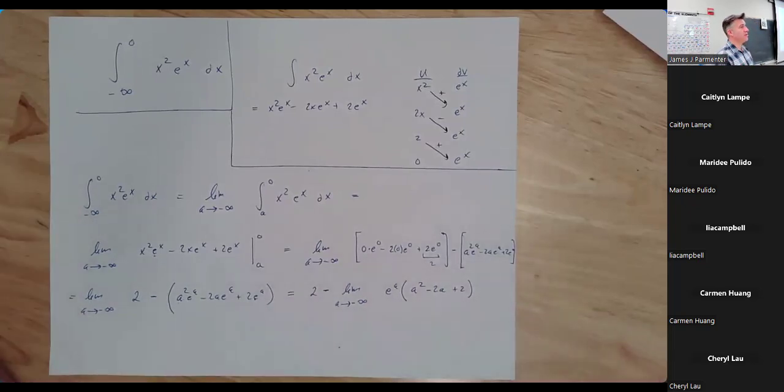And I for sure can't use L'Hopital's rule yet, because I don't have a fraction. You have to have a fraction to use L'Hopital's rule. Specifically, you have to have a fraction that's a 0 over 0 or infinity over infinity. Those are the only times you're actually allowed to apply L'Hopital's rule.